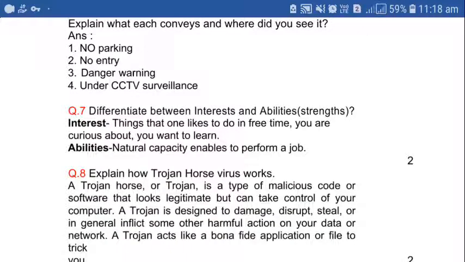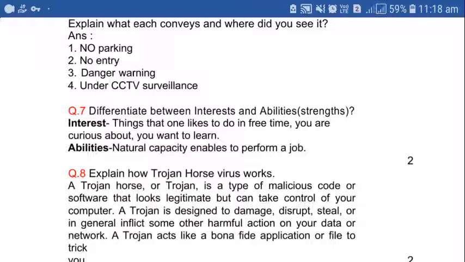Now question number 7, differentiate between interests and abilities. So what is the difference between interest and abilities? The answer is, interest: things that one likes to do in free time. You are curious about them, you want to learn, so this is called interest. And abilities: natural capacity that enables one to perform a job. Whatever your natural strength, whatever your natural power, that is called ability.